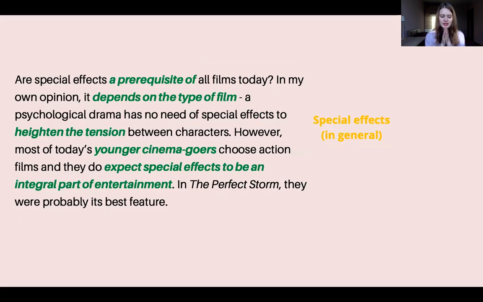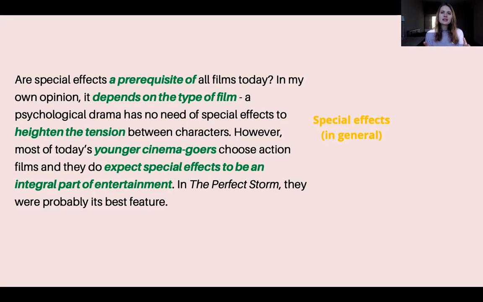And the last paragraph, the final one. So the writer talks about special effects in films in general, and he says that it all depends on the type of films and the target audience. You see, this is the final part in the review, and it's logical that the person finishes it all, rounds it all off with this general information, and the final paragraph serves as a conclusion.